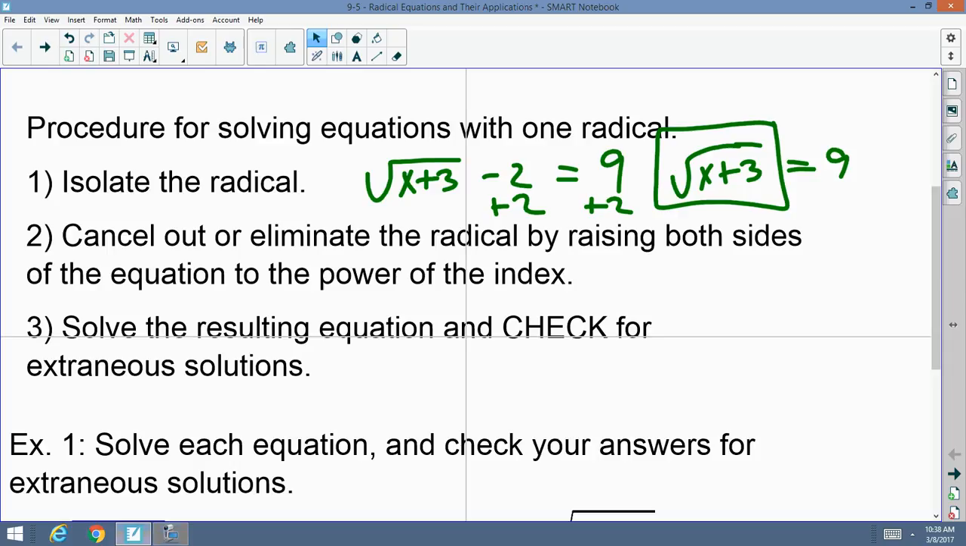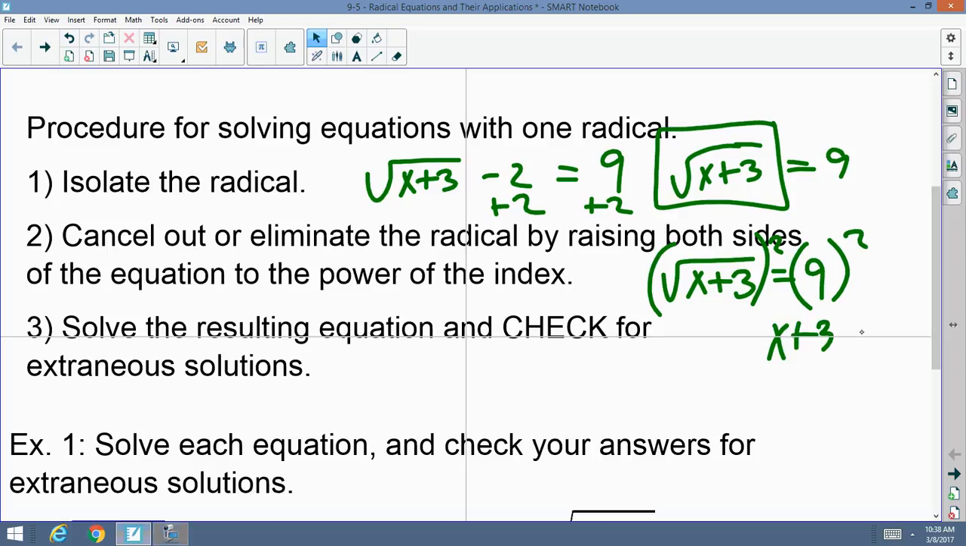Number two, cancel out or eliminate the radical by raising both sides of the equation to the power of the index. We talked about this already, guys. If I have this example here, square root of x plus 3 equals 9, guys, how could I get rid of a square root? By squaring both sides. And that's going to be x plus 3 equals 81. And then from there, I'm going to solve. How do I get rid of a cube root, guys? By cubing it. How do I get rid of a fourth root? By raising it to the 4th power.